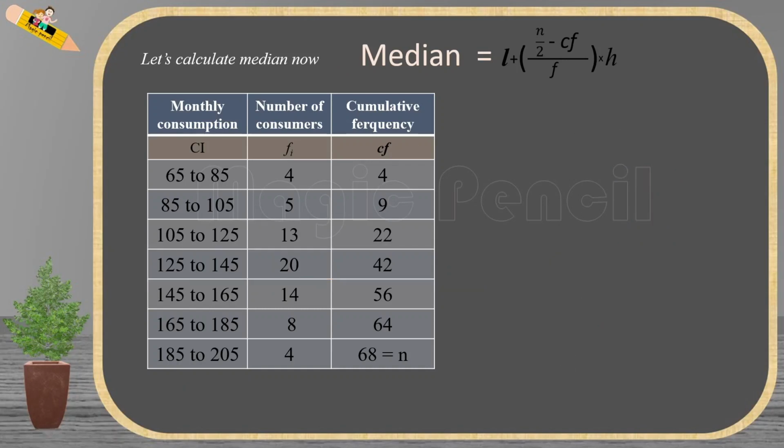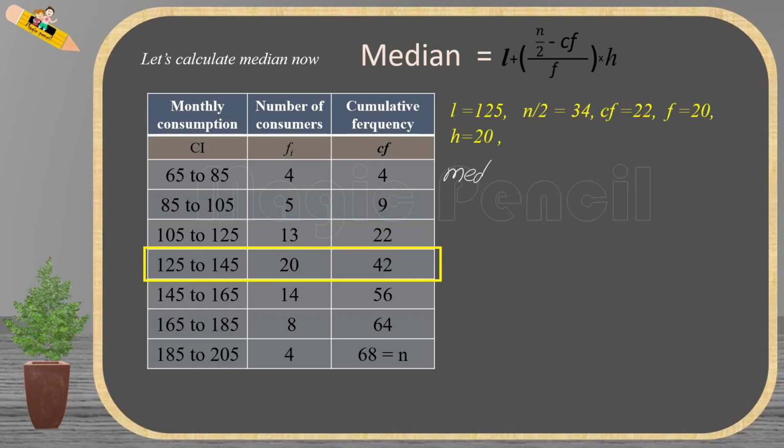Right, let us substitute those values in the formula and simplify to calculate the median. So median is equal to L, we have 125, plus n by 2 we have 34, minus the cumulative frequency of the preceding median class, which is 22, and the frequency of the median class is 20, and into height, that is 20.